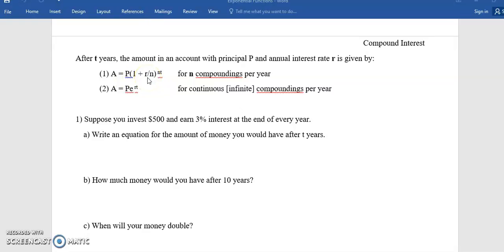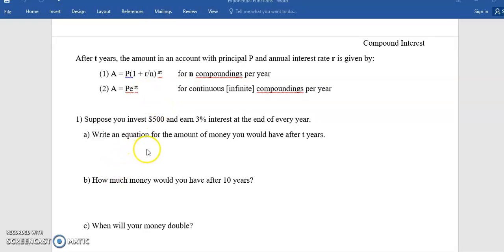R is the yearly interest rate, or the APR, sometimes it's called that. N is the number of compoundings. So if they say compounded quarterly, that's 4 times per year. Monthly will be 12 times per year, and so on. T is the number of years that go by. For continuous compoundings, we have the amount equals the principal times the natural base e raised to the r times t, where the variables mean the same thing.